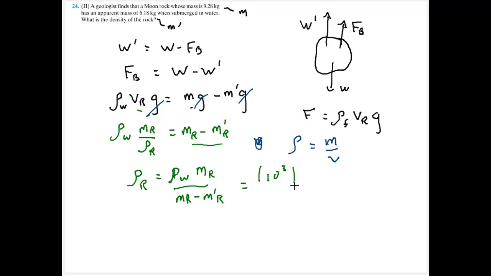That's going to be 10 to the third kilograms per meter cubed. This fellow is so kind as to measure the mass of the rock to be 9.28 kilograms. Subtract the apparent mass from that, which this fellow also measured, 6.18 kilograms, and we're left with the density of the rock simply being 2994, and that's going to be kilograms per meter cubed.